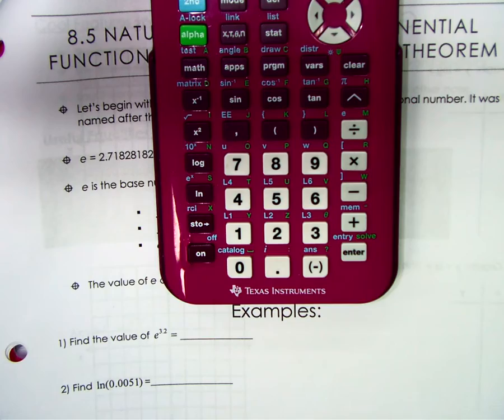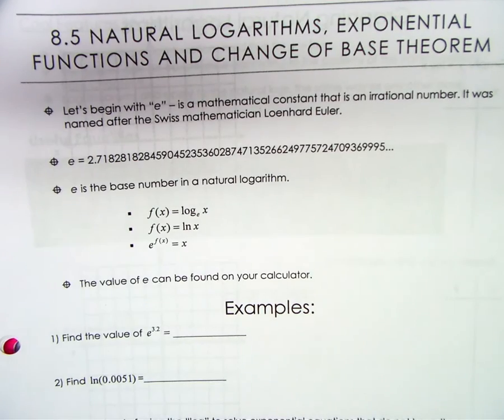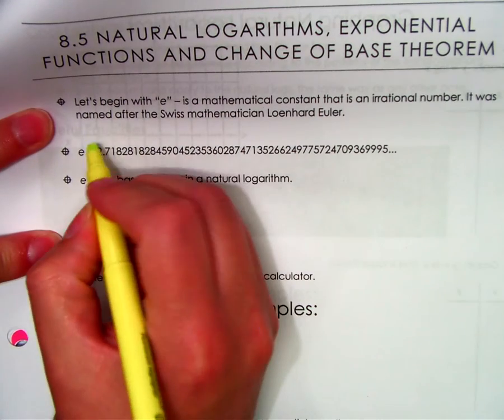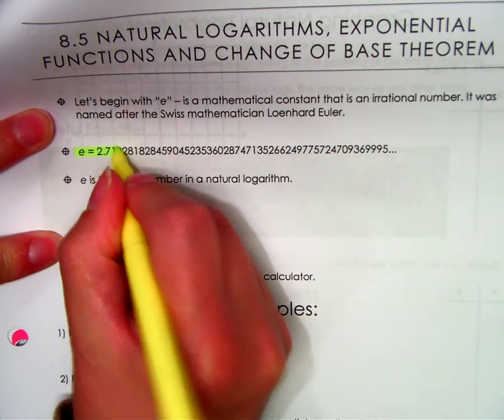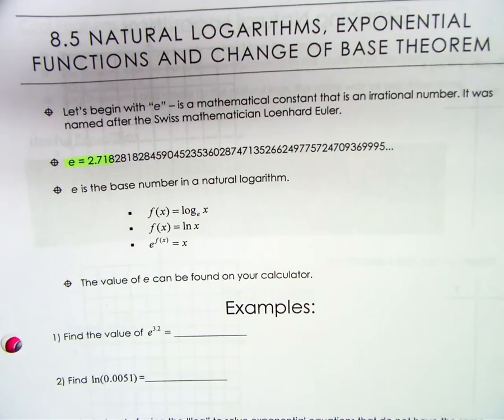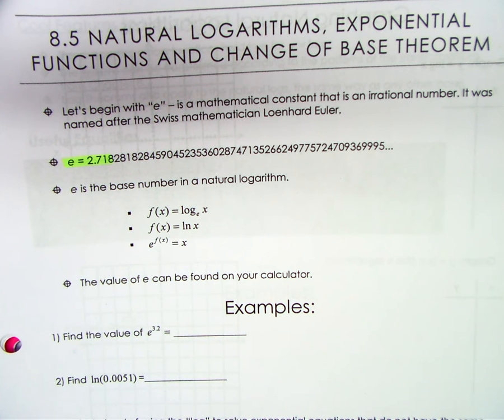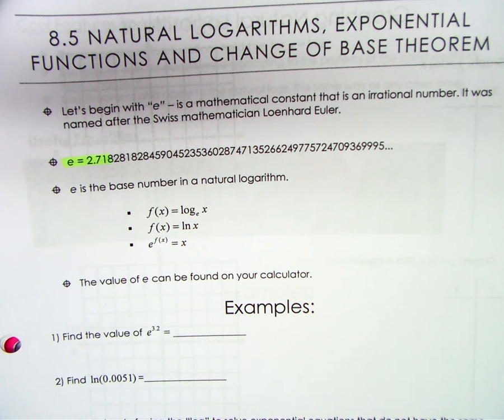So here's the thing you guys need to know: you need to know the approximate value of e. It's 2.72. Just like you guys know pi is 3.14, you just need to know the approximate value of e.